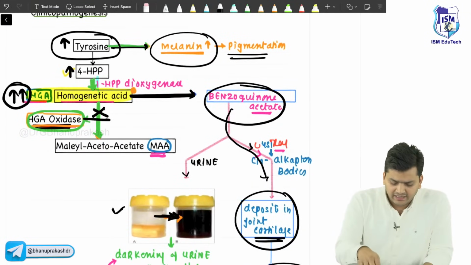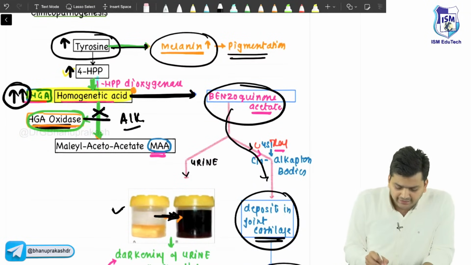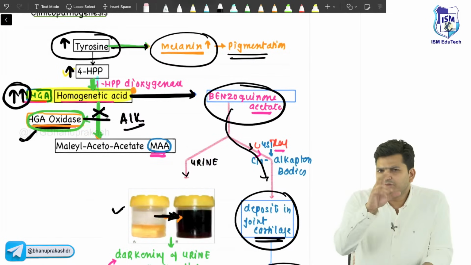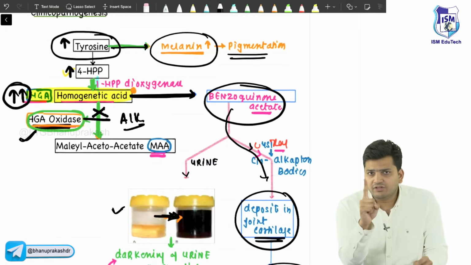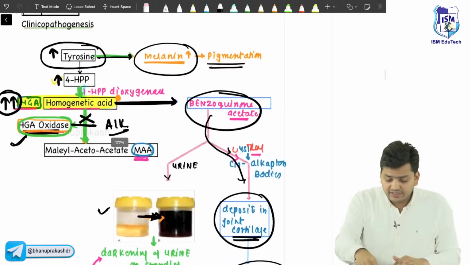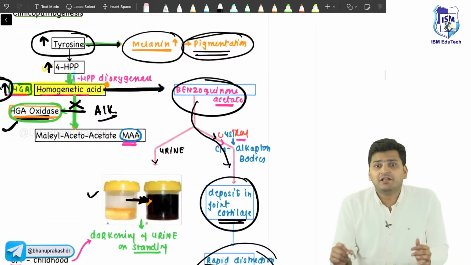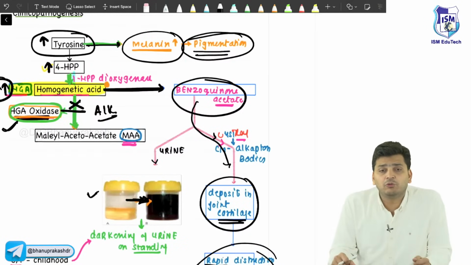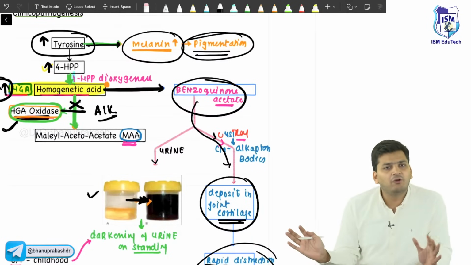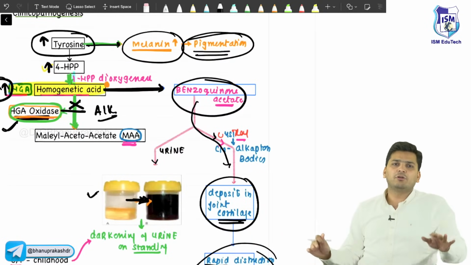This disease is called alkaptonuria. The first question: alkaptonuria is due to deficiency of HG oxidase. Second question, can you tell me what are the 3 symptoms? Darkening of urine, joint pain, and third is skin pigmentation. These are the 3. They will ask, all of the following are symptoms of alkaptonuria except, and I will tell you the 4th option. The 4th option is going to be mental retardation. Mental retardation is not a symptom of alkaptonuria.